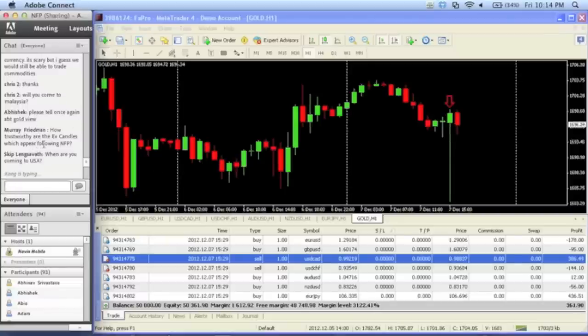Murray: How trustworthy are the exhaustion candles which appear following NFP? They're pretty good. Just make sure the exhaustion candle is not the NFP candle itself on the currency pairs. Gold is fine because gold is a swinging trade. But if you have an exhaustion candle on the NFP candle on a currency pair, be a little cautious there.